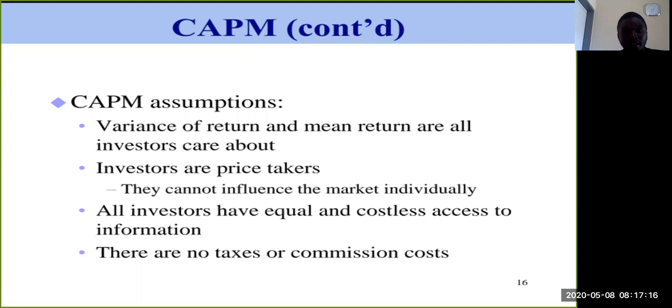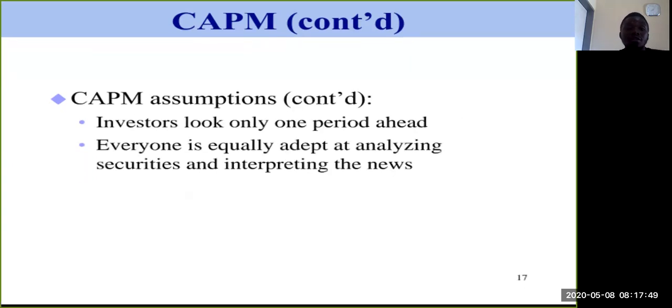Investors are price takers. They cannot influence the market individually. So we know that different types of markets have different patterns. In most cases, investors are price takers. They are in a competitive environment where price is already fixed, and they cannot influence the market on an individual level. All investors have equal and costless access to information. There are no taxes or commission costs. So these are the assumptions of the capital asset pricing model.